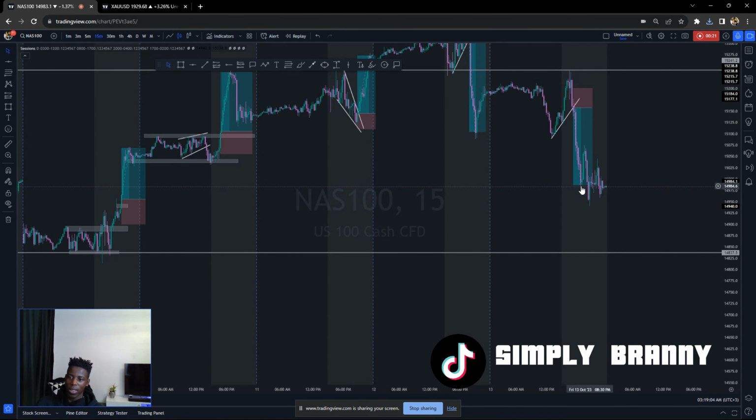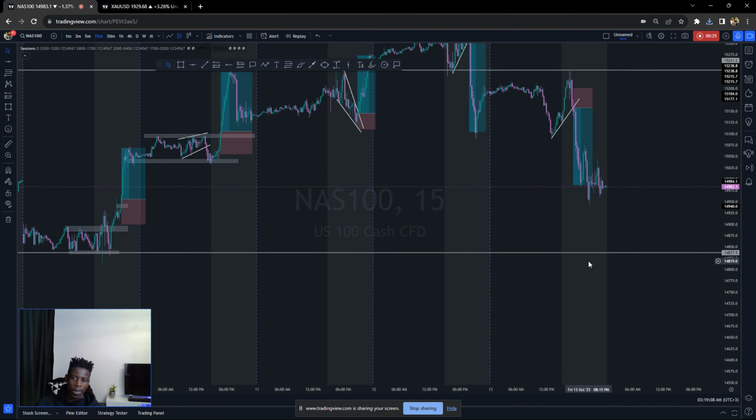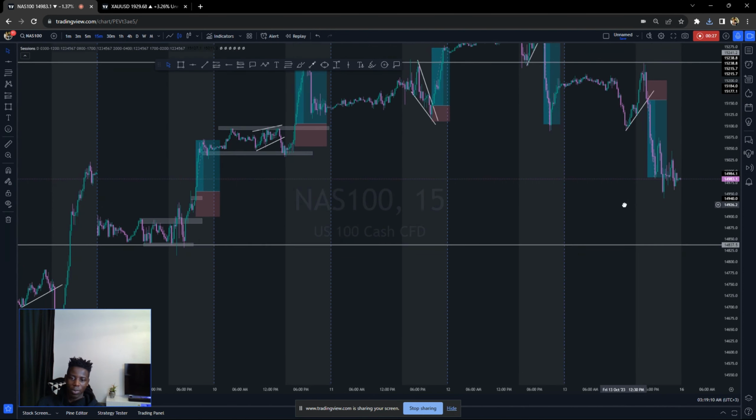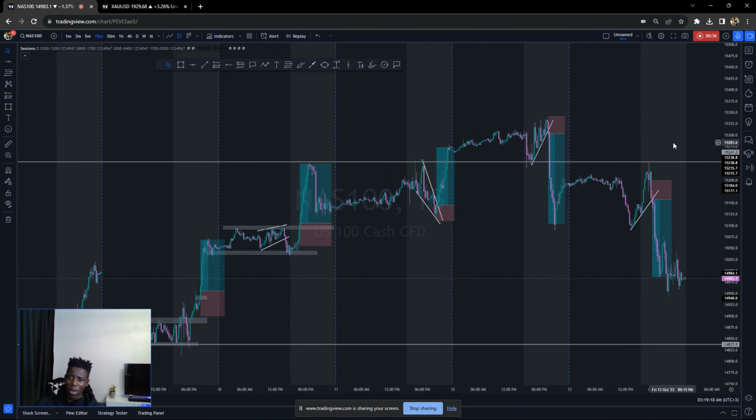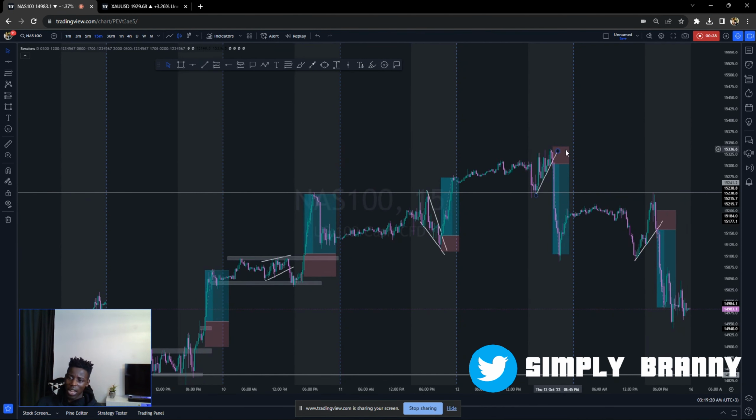So here you will find that this NAS 100, it is dropping to this zone here. So it can help you to hold and be like, you know what, since we are dropping down, the next key zone we are having is this one. Since we are going maybe up, the next key zone we are having is this.